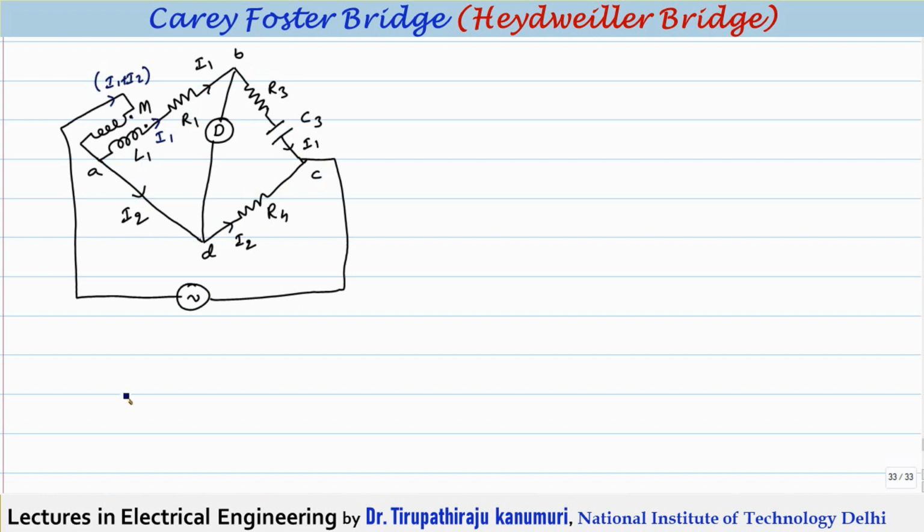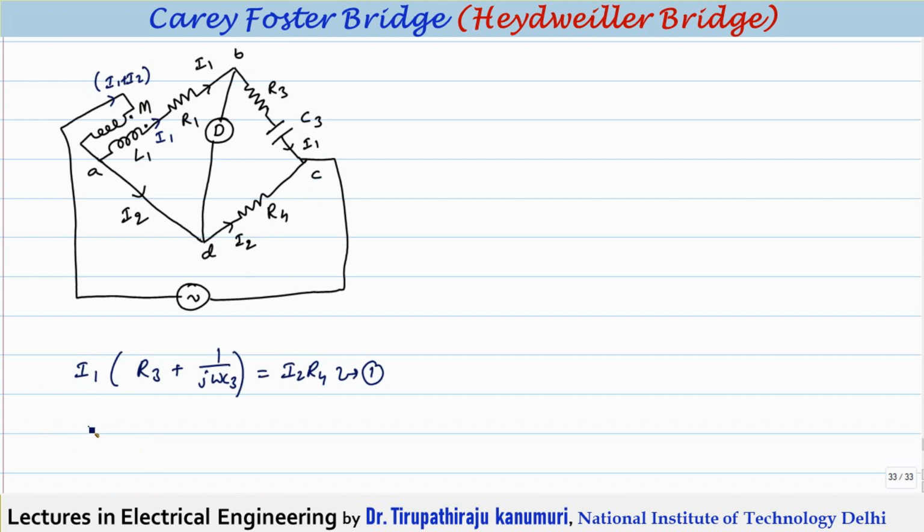So under balanced condition, we can write I1 multiplied by (R3 plus 1 by j omega C3), because in this branch the voltage of BC will be equal to the voltage of DC. What is the voltage of DC? This will be I2 multiplied by R4. Let us take it as equation number 1.